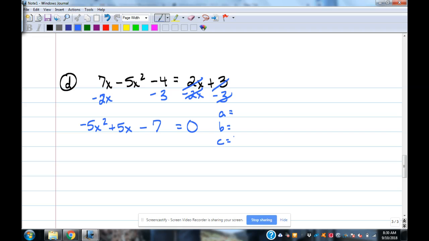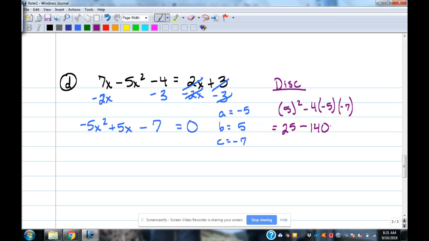If I were going to try factoring here, I would probably divide everything by -1 just to change the sign. But since we're kind of focused on quadratic formula today, I'm just going to leave it like it is. So -5, +5, -7. Let's get that discriminant. 5 squared minus 4 times -5, -7. 25. 5 times 4 is 20, times 7 is 140. It's 3 negatives, so it'd be a minus 140. -115.